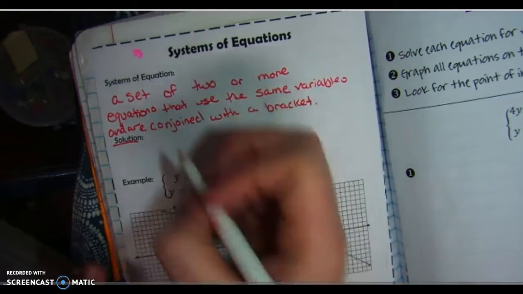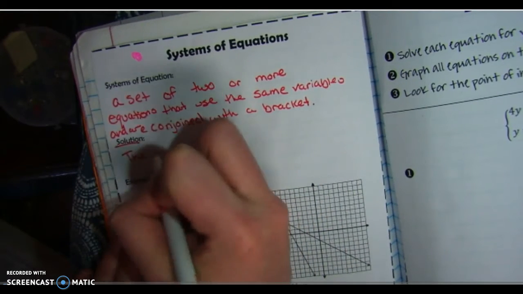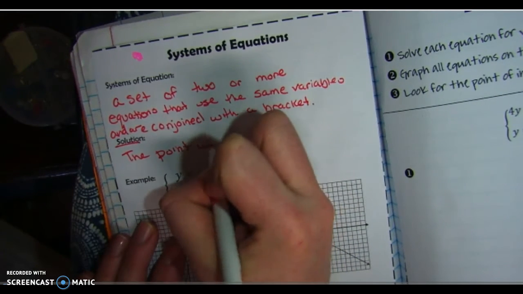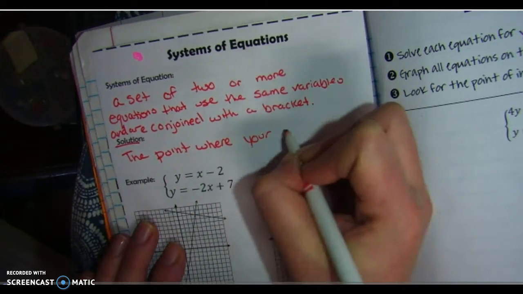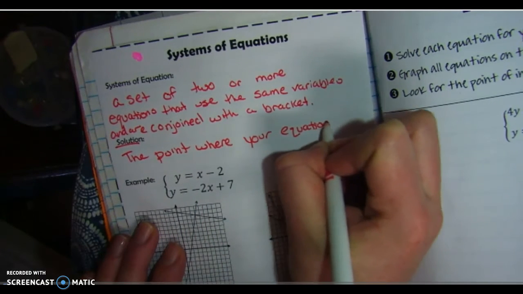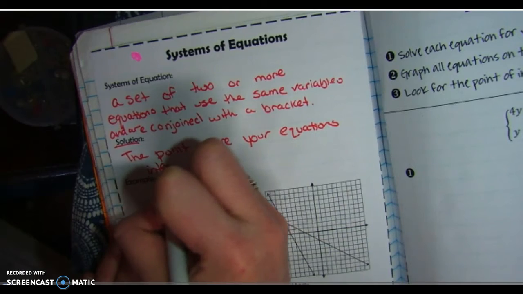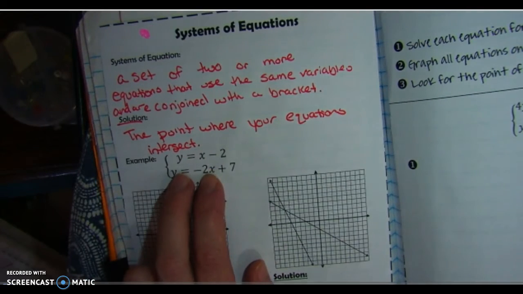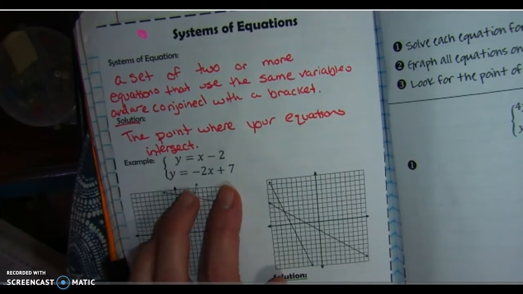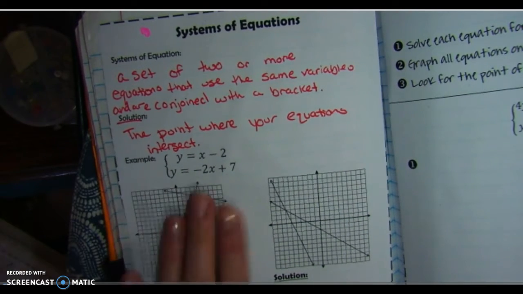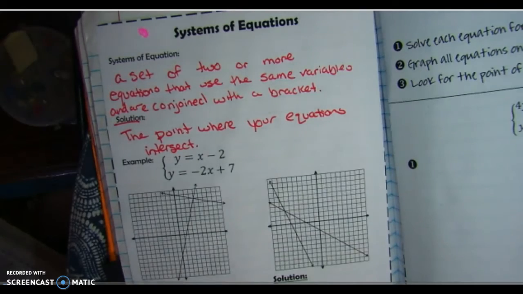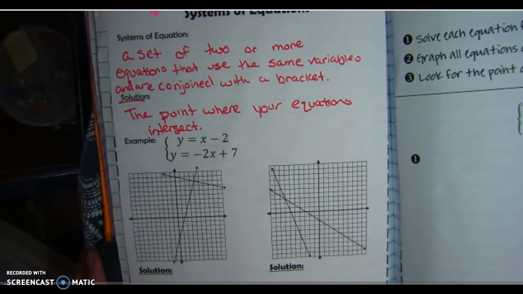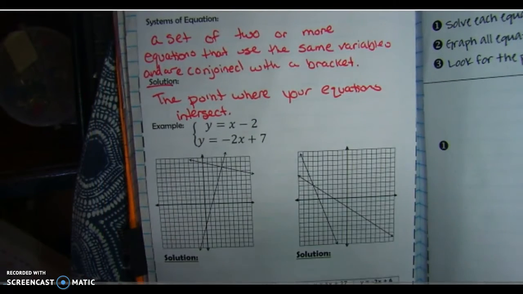So the solution to a system is the point where your equations intersect. In Algebra 2, we're only going to deal with two variables. In Algebra 1, we only do two variables. In Algebra 2, you can do three variables. The three variables is not that much harder, it's just a little different solution. So we're going to start off with the easier one of graphing. Graphing is tedious if you don't have a graphing calculator.